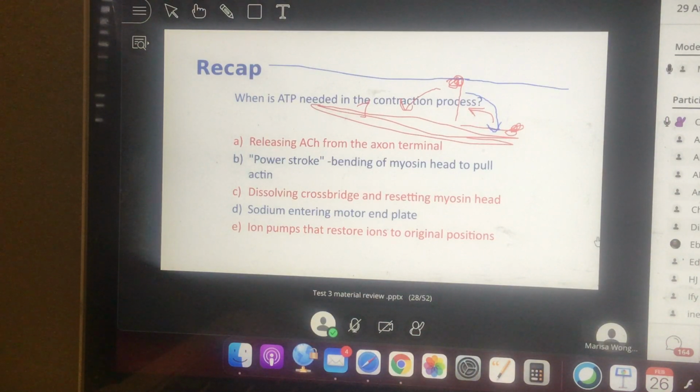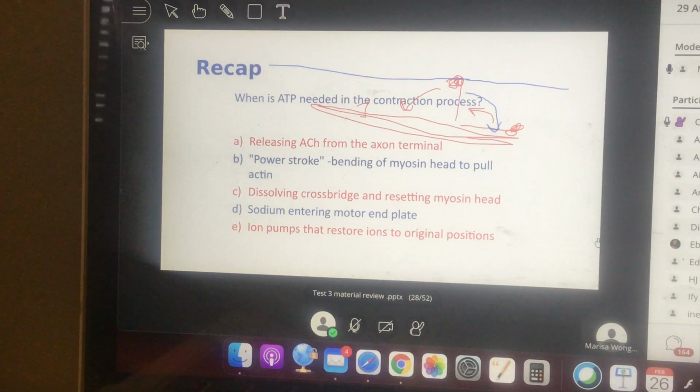What's the exact wording in the lecture notes? Do you have them in front of you? Yes, I do. It's point B, power stroke. It said the hydrolysis of ATP and then the binding of actin caused the release of P and ADP and the swiveling of the myosin head.